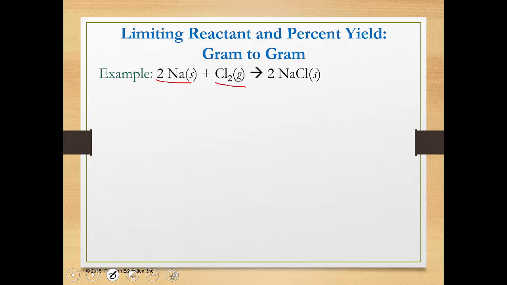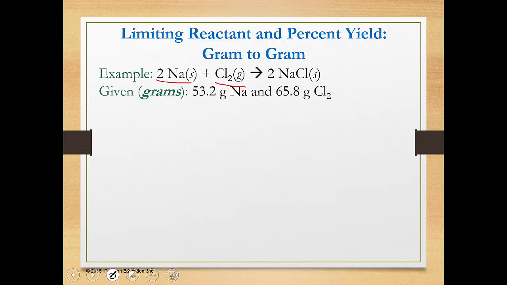So if we look at our balanced equation, and I apologize, your balanced equation in the slides that were put out earlier may not quite be right. The 2 got left out in front of the sodium, but it's 2 sodiums to 1 mole of chlorine yields 2 moles of sodium chloride.